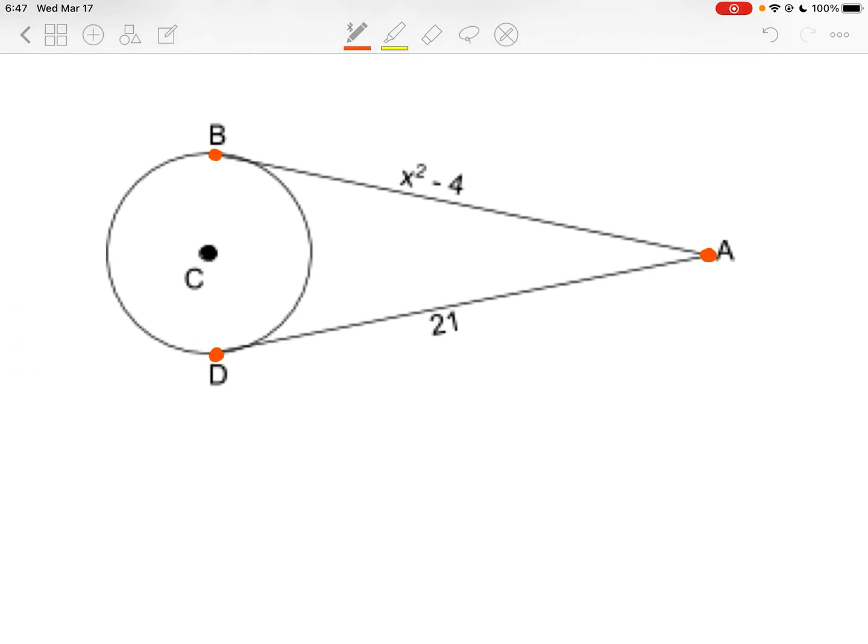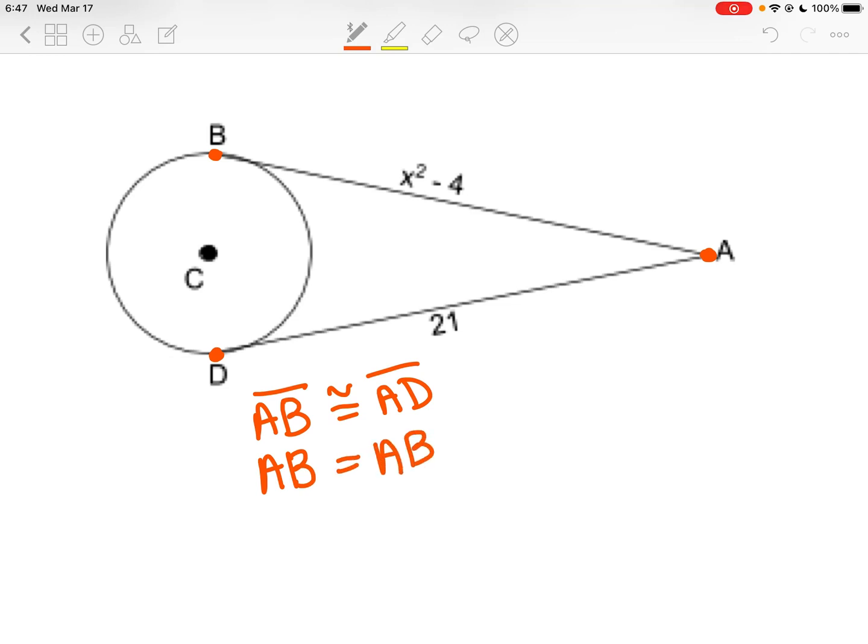So since those segments are congruent, and just thinking back to our proofs and how we know these things, we're not writing a proof right now, but it is kind of part of our life now. So since they're congruent, I know that those two things are equal.